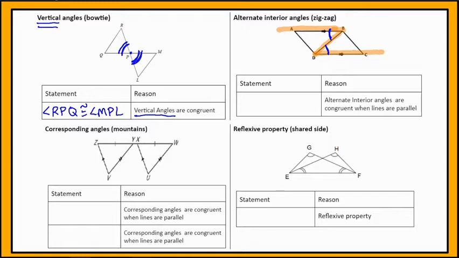So that means that when we see alternate interior angles, we can name something like angle ABD is congruent to angle BDC.